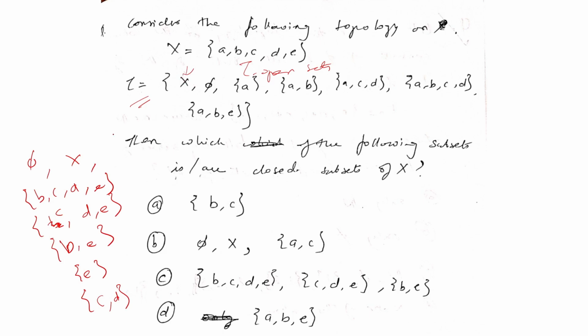So what is the complement of X? That is phi. Then the complement of phi you will get X. Then the complement of A you will get B, C, D and E, right? Then the complement of AB you will get C, D, E. Then ACD you will get B and E. Then ABCD you will get E. And then ABE you will get CD, right? So let's see. For the first option A, this B comma C, does it belong to any of these? It is not there, right? So this is incorrect.